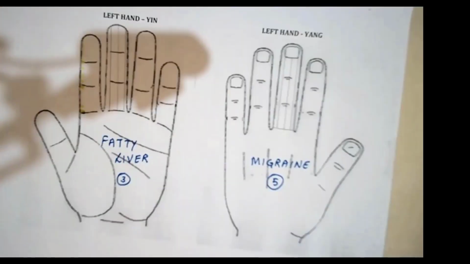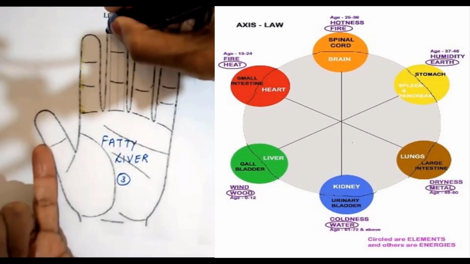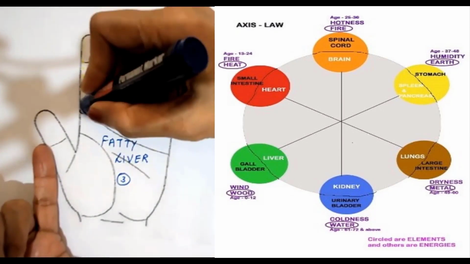Fatty liver means the liver is weak, and that is why it is suffering. There is less energy flow in the liver and we need to increase the energy flow. Now, the liver color is again green, and this is the yin side. So we first remember the energy gate.